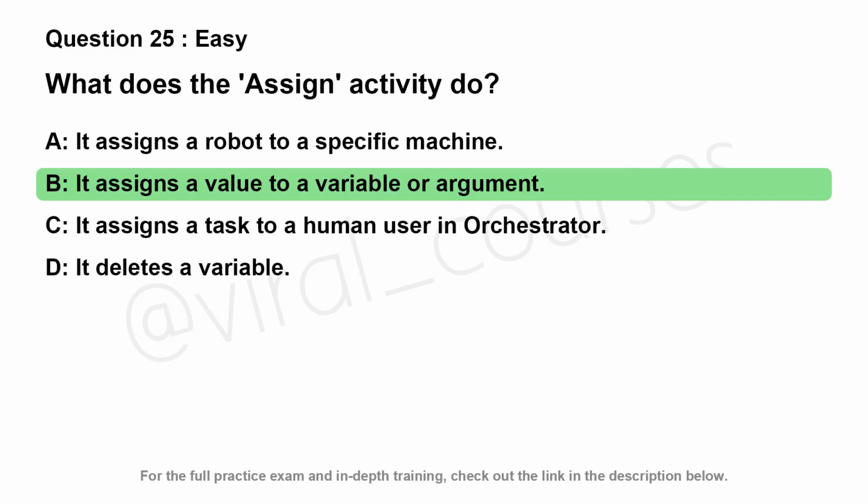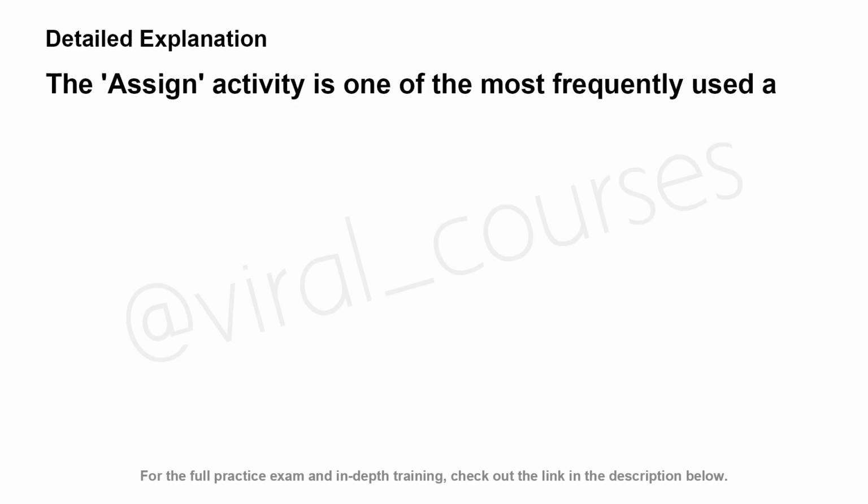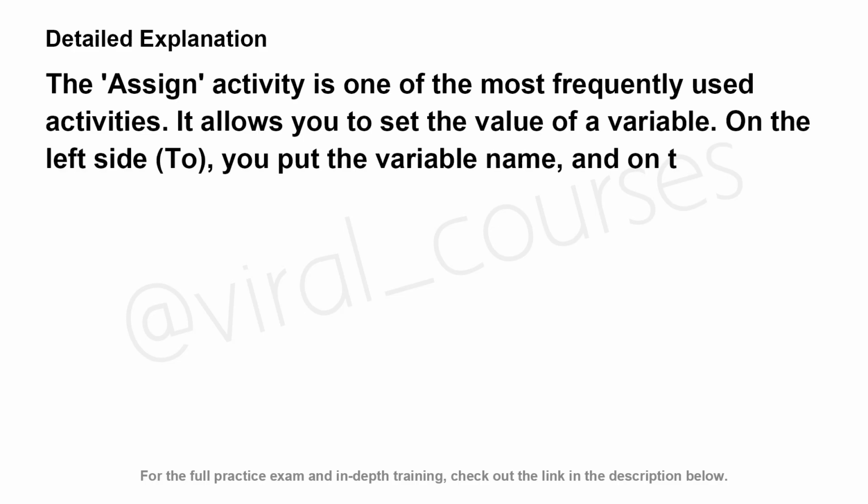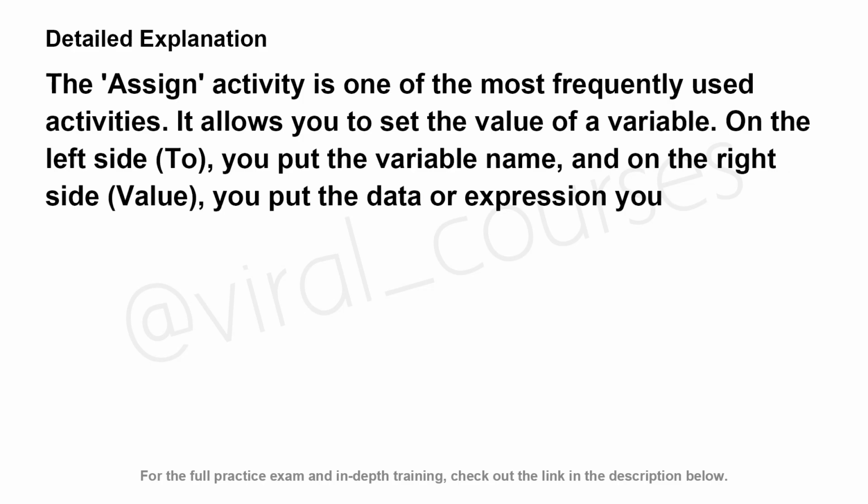The correct answer is B. The Assign activity is one of the most frequently used activities. It allows you to set the value of a variable. On the left side, To, you put the variable name. And on the right side, Value, you put the data or expression you want to store in that variable.